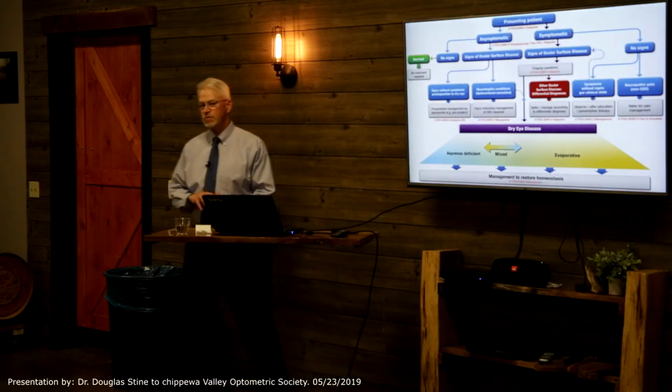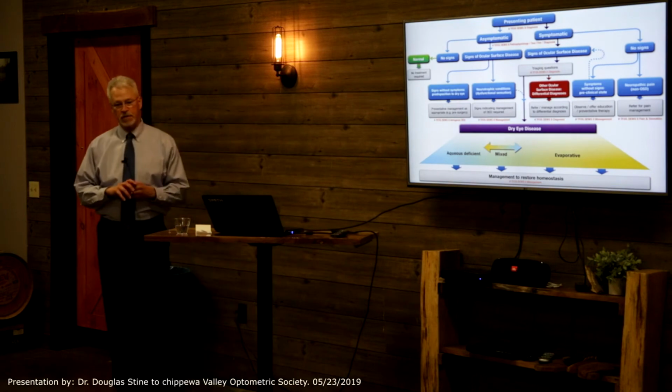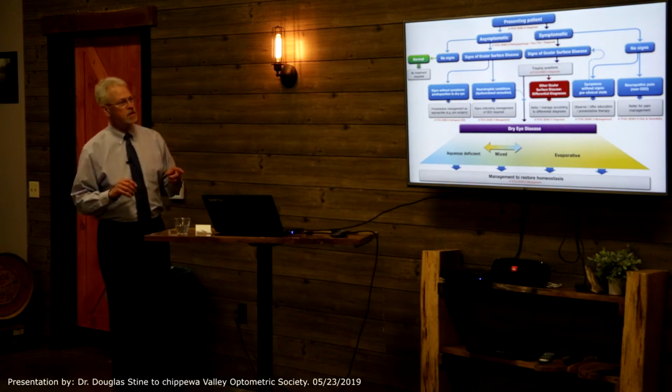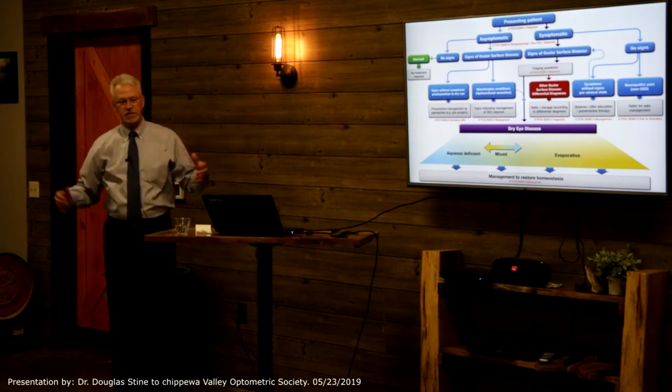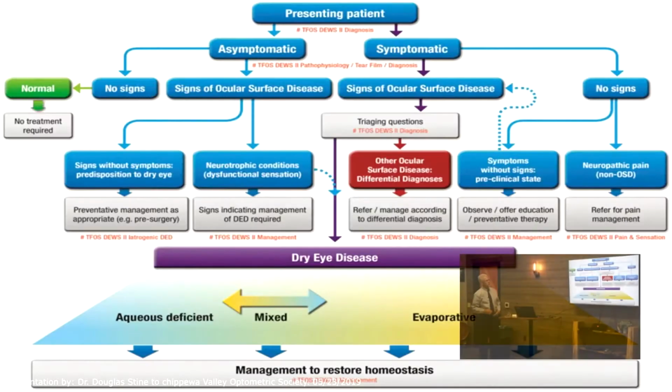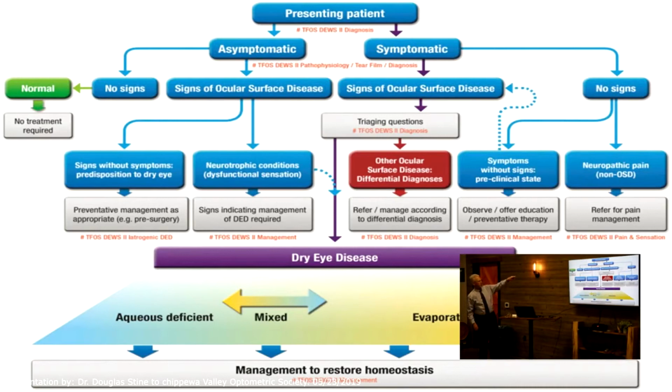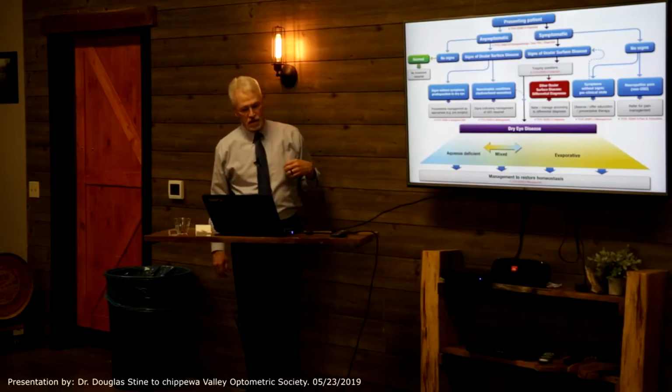Also from the DEWS 2, which made my job a lot easier because this came out in the summer of 2017, they described my two patients in the very first two pages of the description. So you have a presenting patient, in this case, that is asymptomatic. They have signs of ocular surface disease. What's wrong with them? They have dysfunctional sensation.